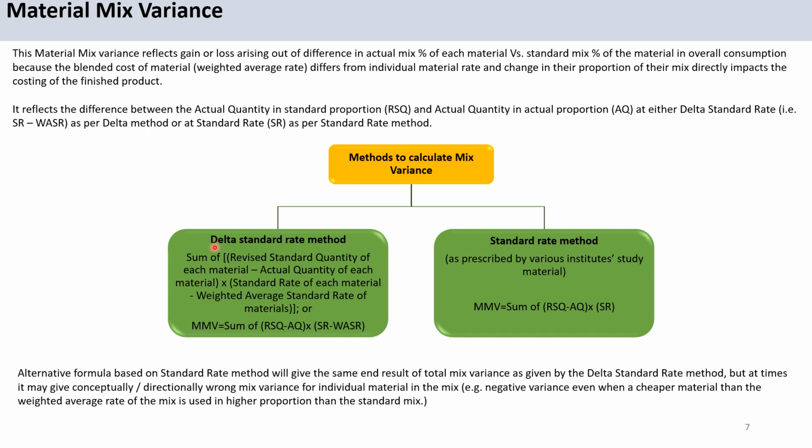Whereas this method, the delta standard rate method, will show a gain, because if you are consuming a cheaper material more in proportion, there should be a gain. So I have explained this with a few examples in this video, and I have created a separate video specifically to explain this material mix variance in greater detail.